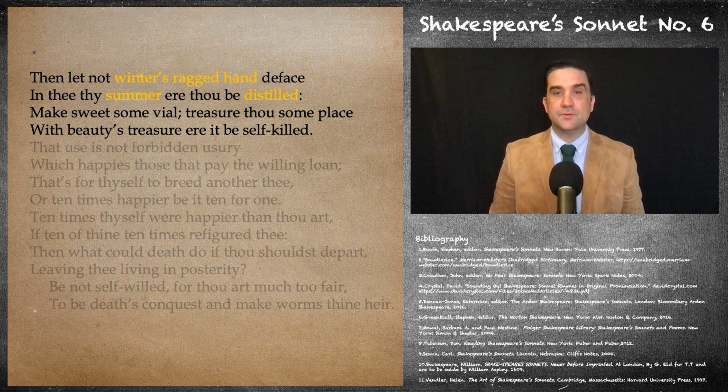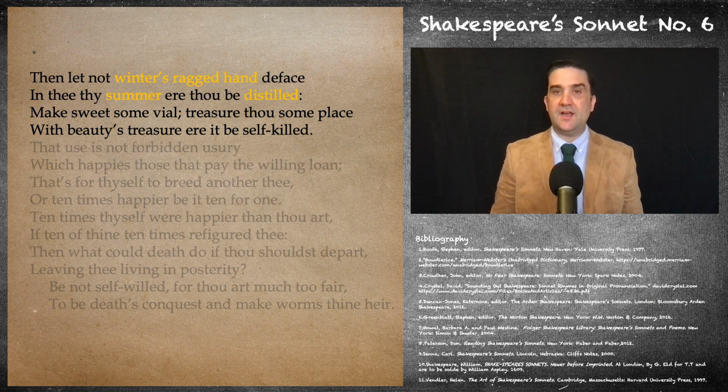Okay, so Sonnet No. 6 continues from Sonnet No. 5 in a few ways. First, it continues with some of the metaphorical tropes, the most obvious of which is the metaphor of winter as ragged death, contrasted against summer as youthful beauty. And we also have this metaphor of distillation. In both of the sonnets, the young man is told by the speaker that he should distill his youthful beauty.